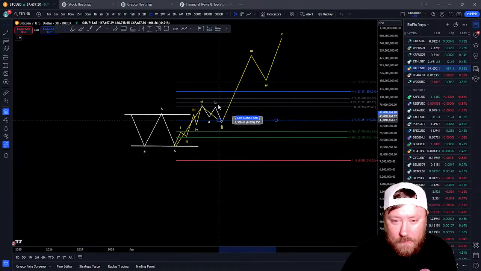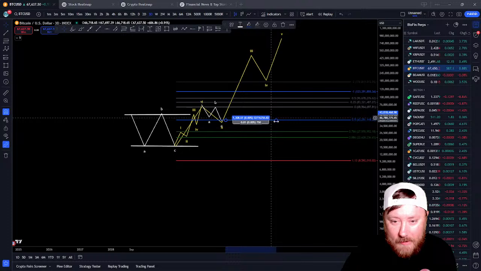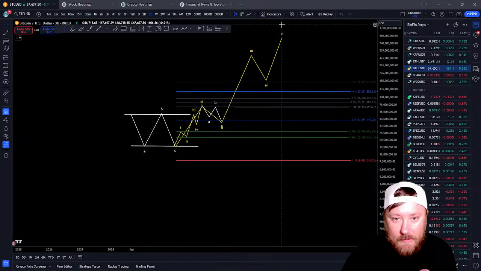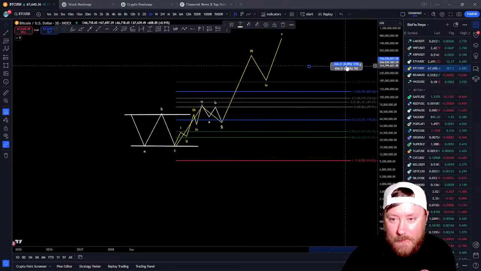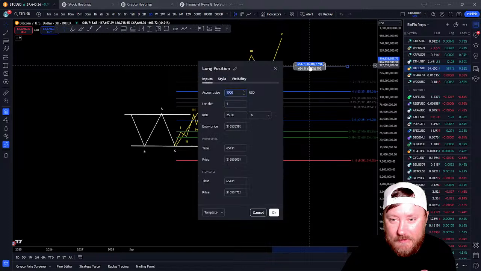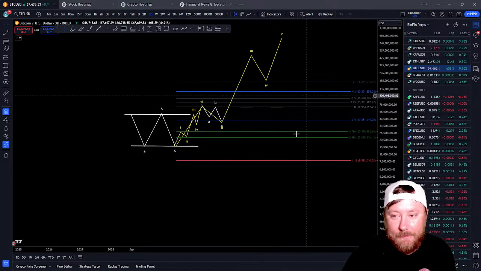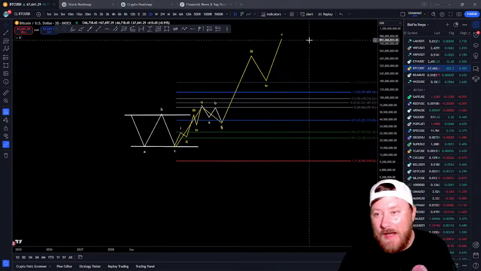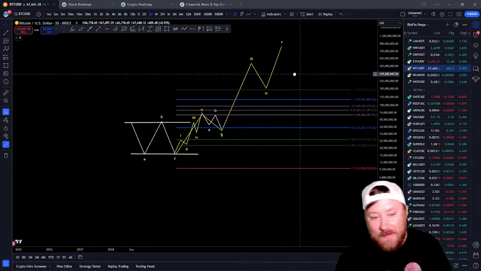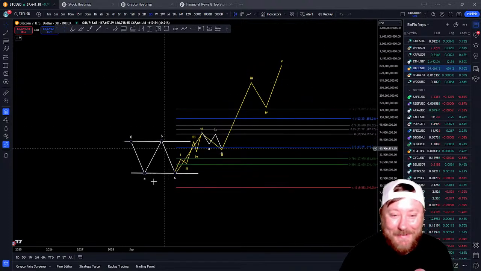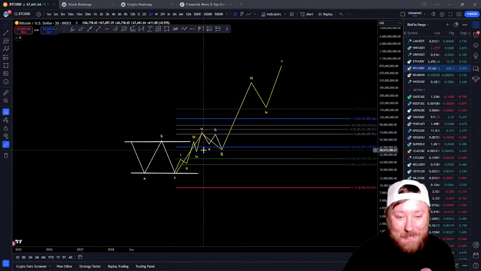Why are you being like this? What are you doing? What is my long position tool doing? Oh, is it because I'm in the millions? That's why. I'm almost at a $1 billion Bitcoin here. So that's probably why the long position isn't really working.